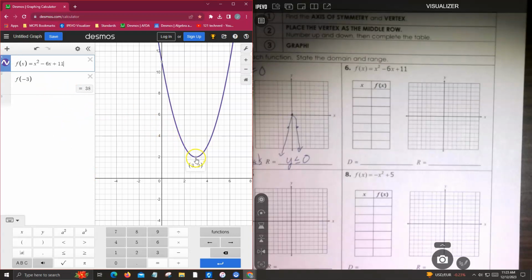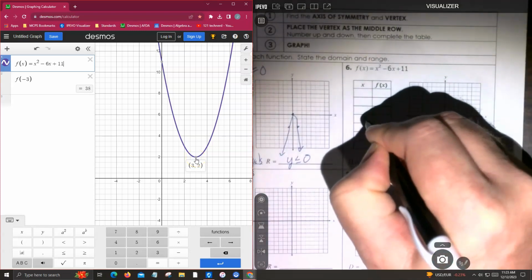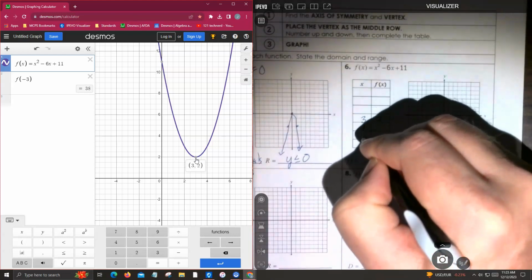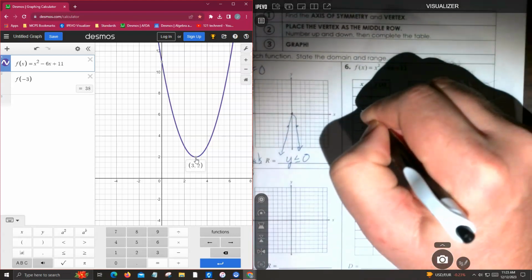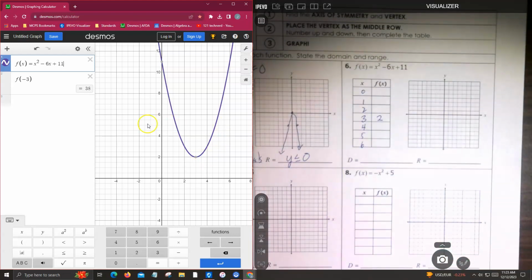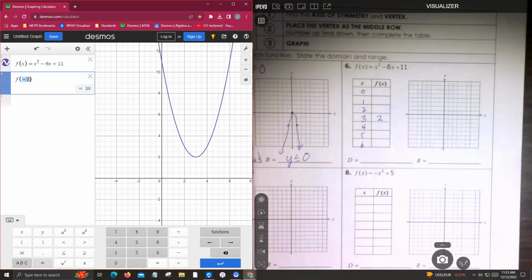All right, so I have that. My vertex looks like 3, 2. So I'm going to put down here 3, 2. That means I want to go 4, 5, 6, and 2, 1, 0. Now I'm going to punch in my top 3. And remember, whatever I get for these 3, I just reverse them going the other way.